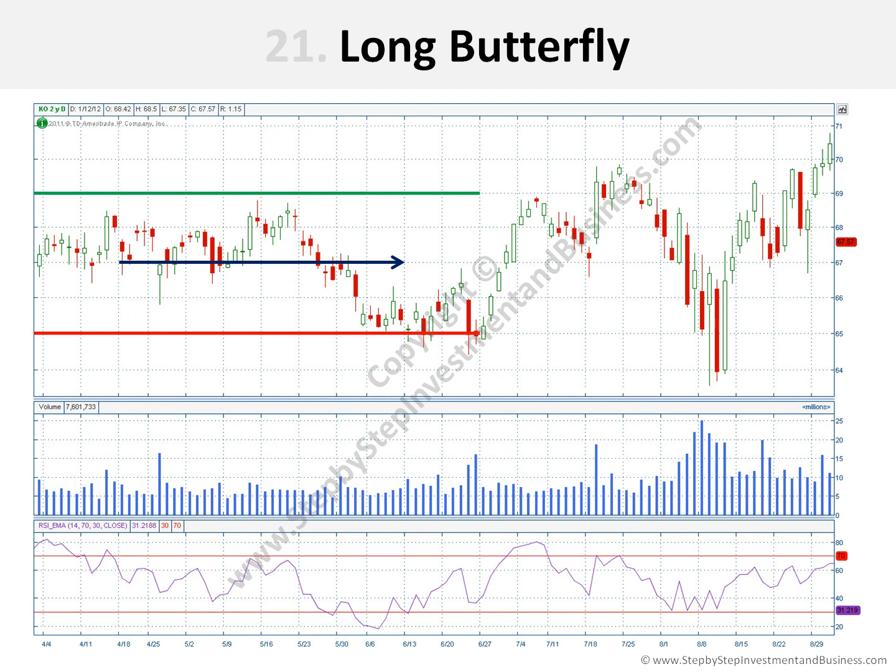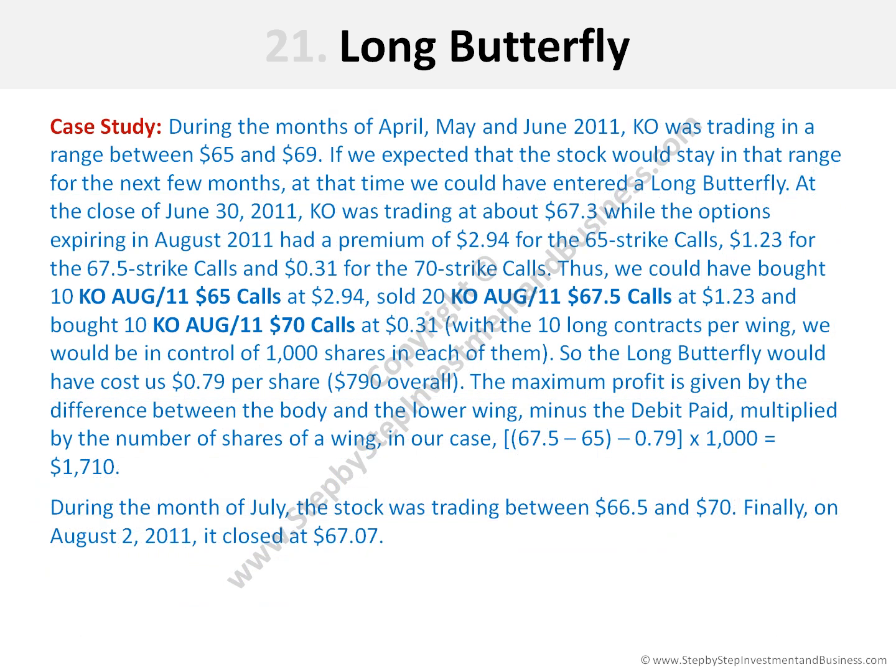Here we are seeing the stock chart of the Coca-Cola Company. As we can see, during the months of April, May, and June 2011, the stock was trading in a range between $65 and $69. If we expected that the stock would stay in that range for the next few months, at that time, we could have entered a long butterfly.